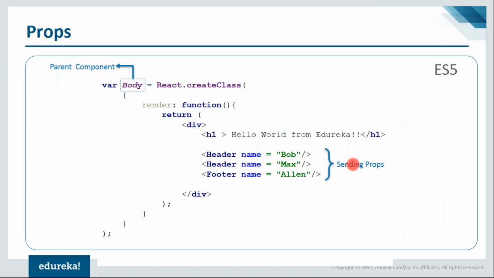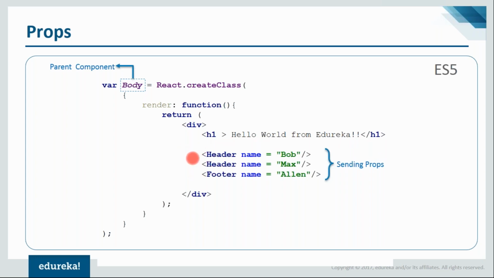So that was about props, and this is an example code which I want to show you about props. As you can see here, I'm initiating my main component, which is the parent component, and this has one render function. Inside the render function I have one HTML tag which says hello world from Edureka, and along with that I have calls to three other child components.